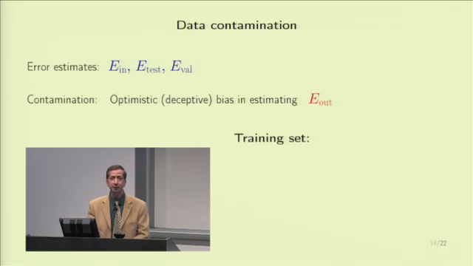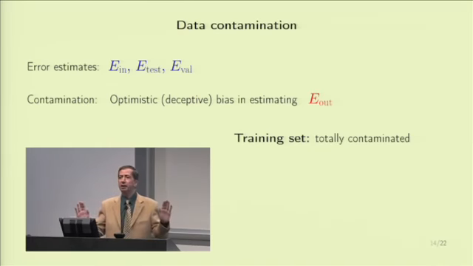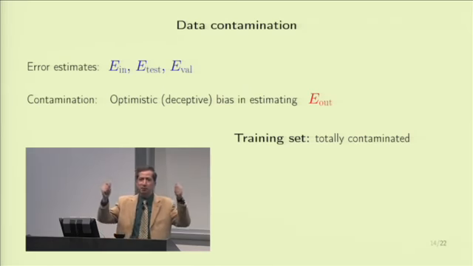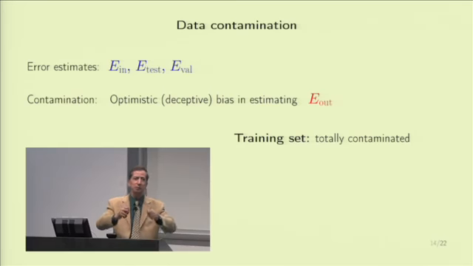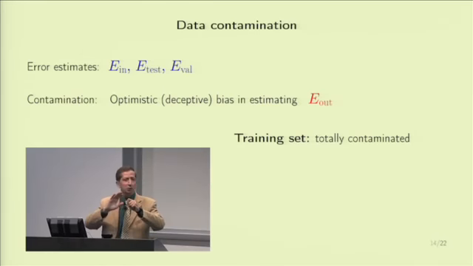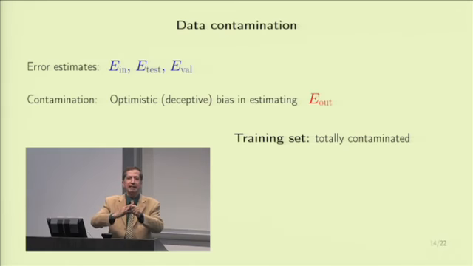We have the training set. This is totally contaminated. Forget it. We took a neural network with 70 parameters, and we did backprop, went back and forth, and we ended up with something, and we have a great E in, and we know that E in is no indication of E out. This has been contaminated to death. So you cannot really rely on E in as an estimate for E out.